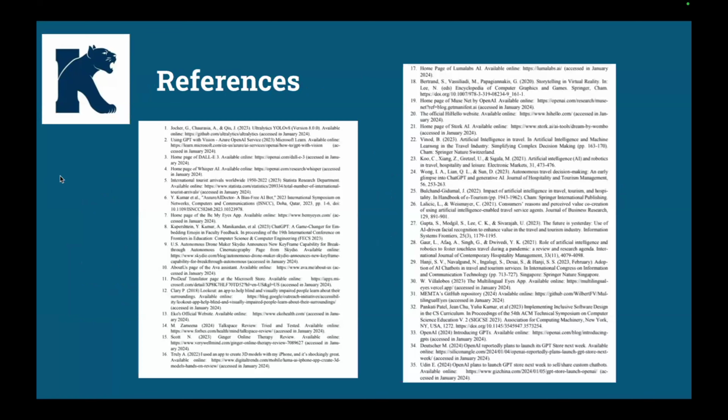Great. Here are some references. So to conclude, the Travelers app is more than just an app. It's a step towards a more inclusive world, a world where traveling is not about reaching a destination, but about the experience and learning that comes with it. It's about making the journey accessible, enjoyable, and enlightening for everybody.